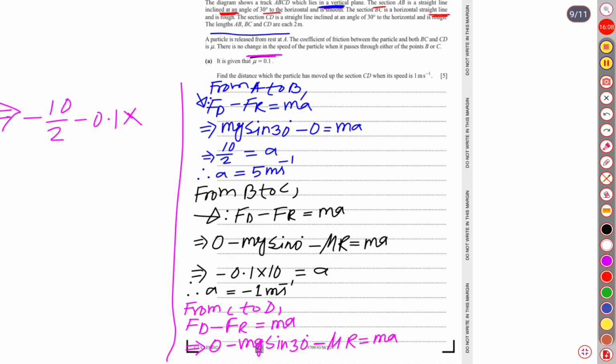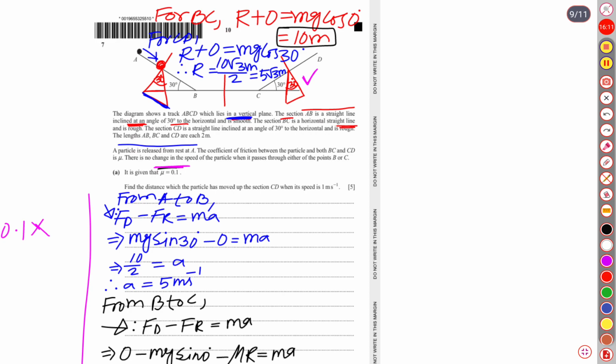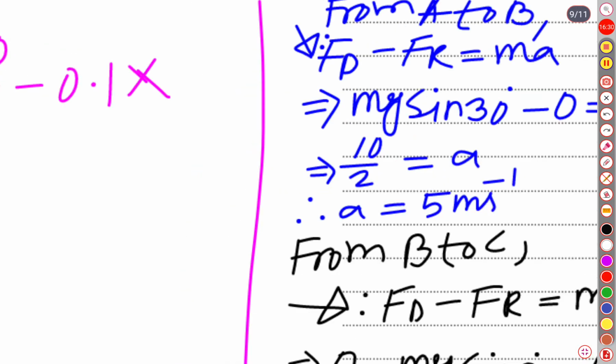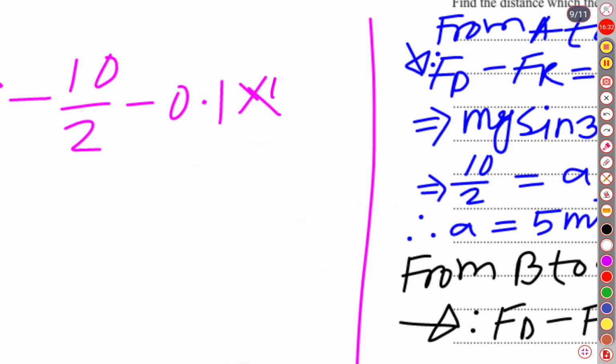We have already calculated our frictional force for the section CD. Our frictional force is this. R is 5 square root over 3 m. So this is 5 square root over 3 m. M has been already dissolved, equal to right side is ma. So m has been dissolved from every quantity, so it is just a.